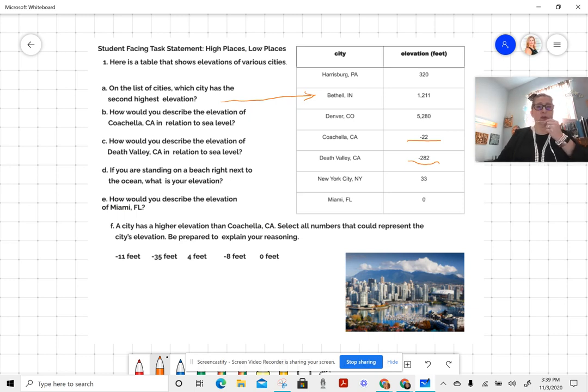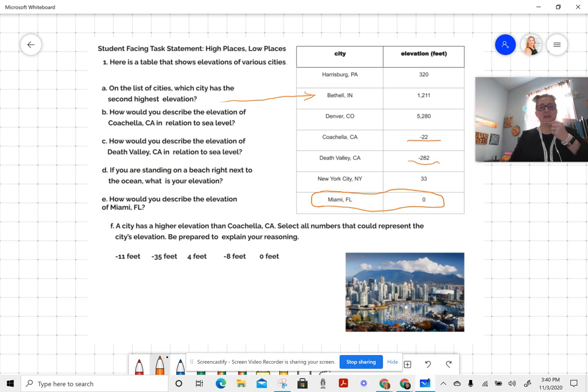If you're standing on a beach right next to the ocean, what is your elevation? So when you're right next to the ocean, your elevation is 0. You are at sea level. And that's what Miami is. Miami is at sea level. E, how would you describe the elevation of Miami, Florida? I just told you, at sea level.